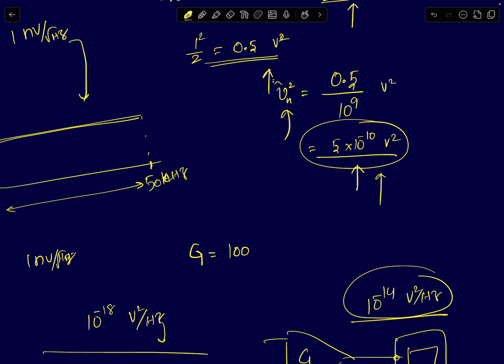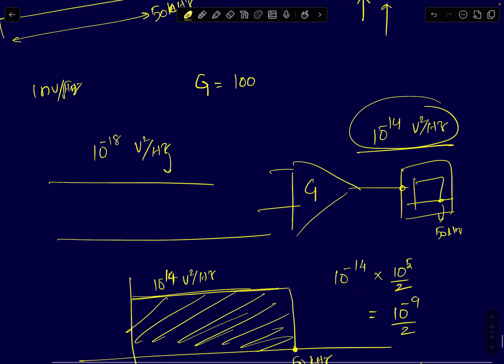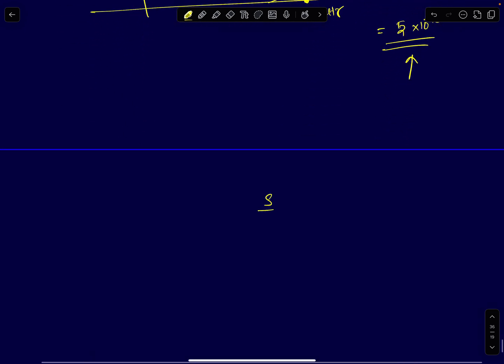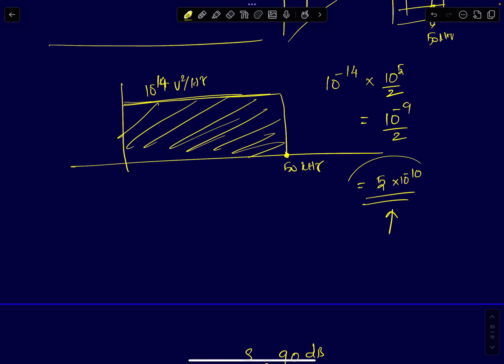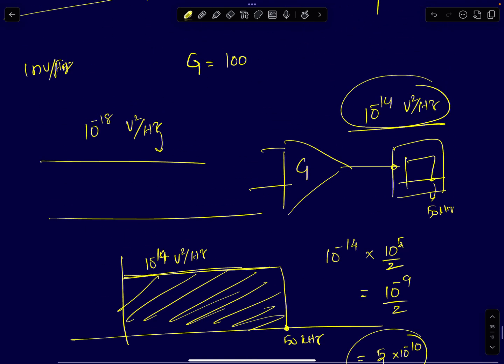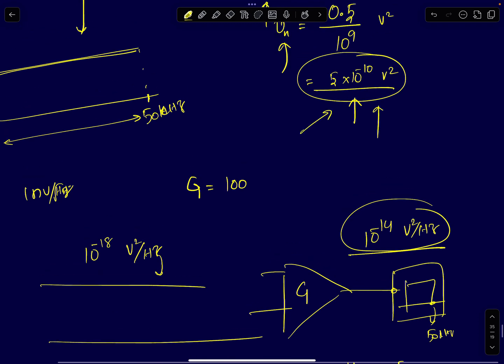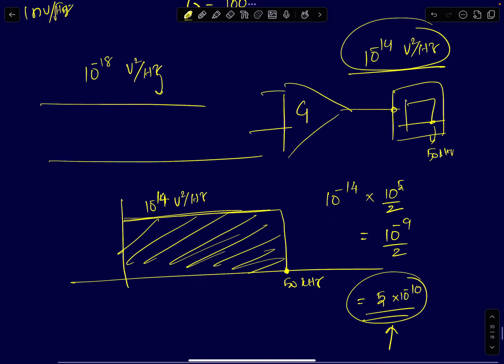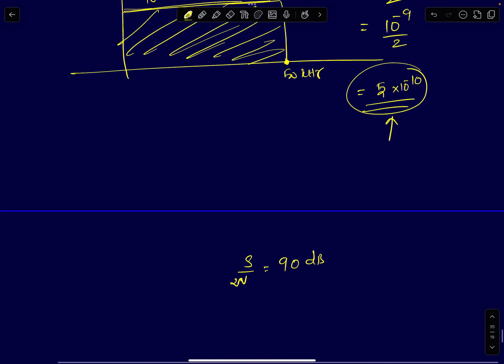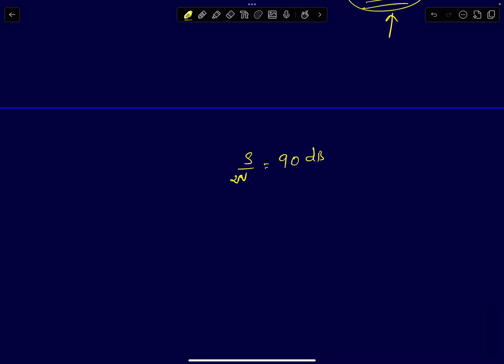What do I mean by half a bit degradation is that, see, initially you had an SNR of say 90 dB. I'm just taking it for ease of computation. Now the noise power is doubled because I'm adding the same noise. The noise power that I am adding due to the instrumentation amplifier is the same as the ADC's input referred noise, 5 into 10 power minus 10. Because it is the same, the noise power will double. Signal power will remain the same.